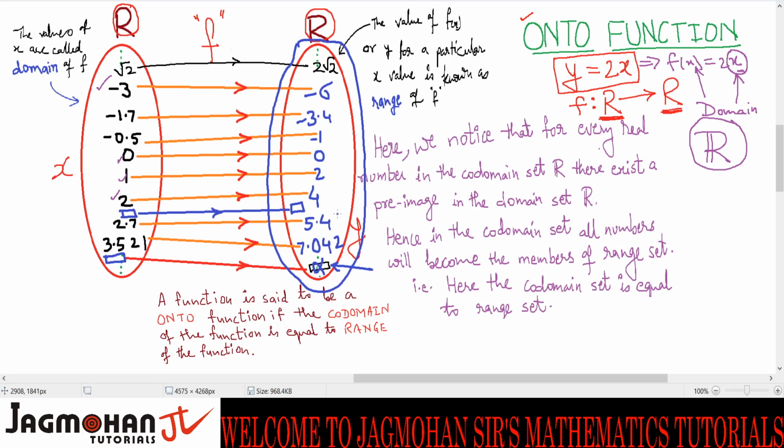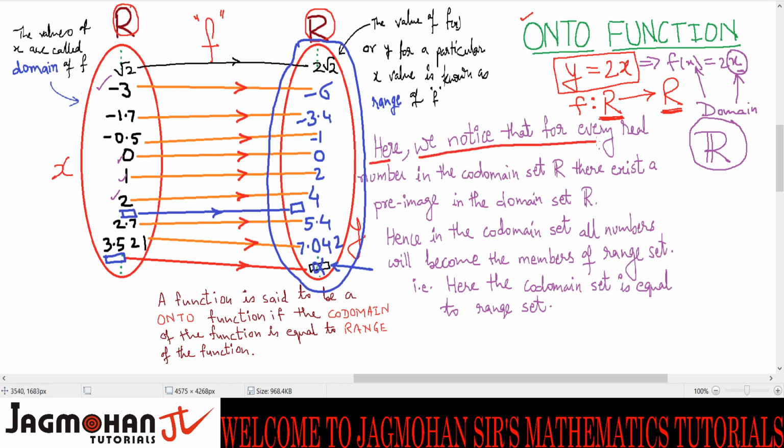Now, when such a case happens, you call such a function an onto function. So here I read the statements. Please follow what I am reading.